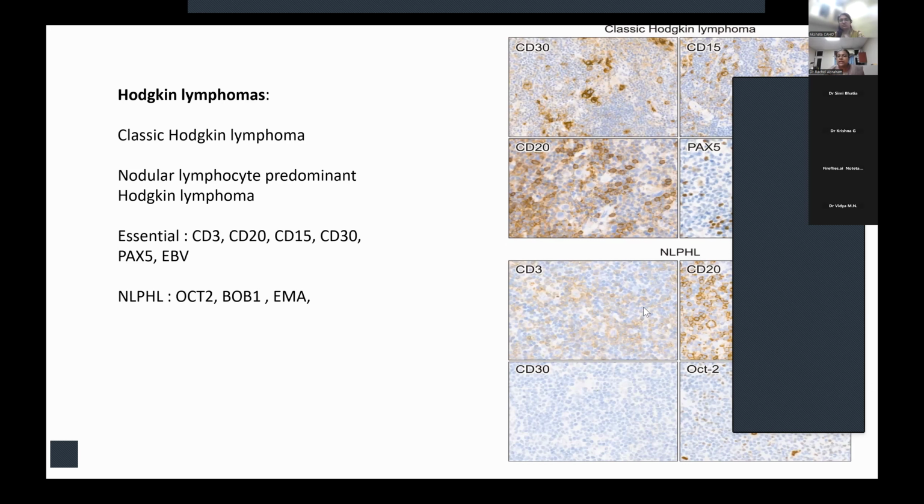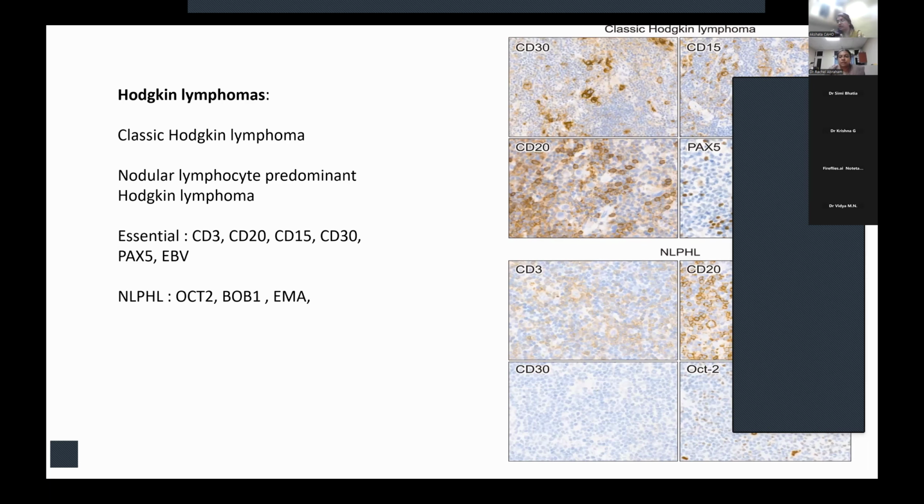Coming to NLPHL, in contrast to classic Hodgkin's lymphoma, in NLPHL we know that the CD20 program is preserved. So the LP cells in NLPHL will be diffusely and strongly positive for CD20, and other B cell transcription factors like OCT2 will be positive. CD30 will be negative or it can show focal positivity, and CD3 will show only scattered positivity in the background.